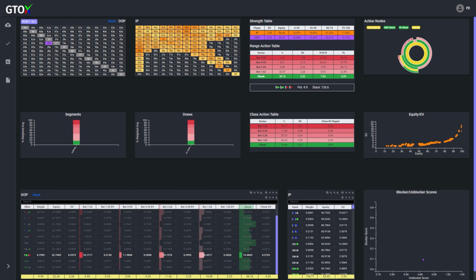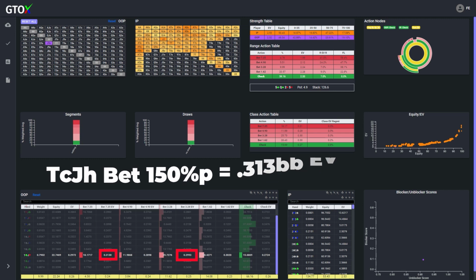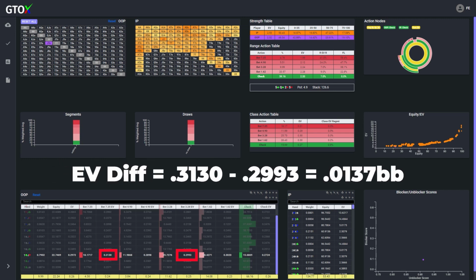In this case, we see that the action with the highest EV is actually to bet 150% of pot. However, the EV difference between betting 150% versus betting 2/3 pot is only around 0.01 big blinds, so this is a situation where I think we can conclude that either play is generally solver approved, and therefore it wouldn't make much sense to spend a ton of time trying to figure out why the solver prefers the larger bet here.